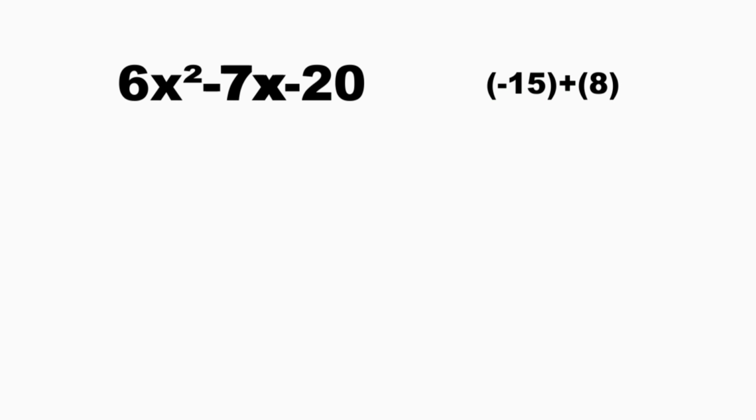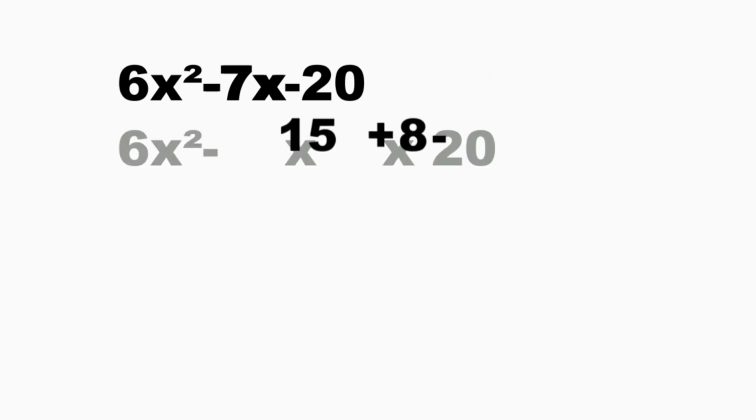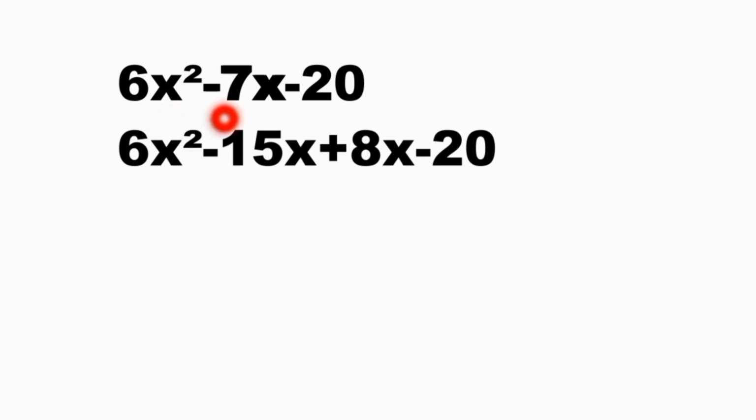So we separate the middle term again, and copy the first term and the last term. So we have 6x squared minus 15x plus 8x minus 20. Just copy the first term and the last term, and separate the middle term using the factors of 6 and 20. So group again.